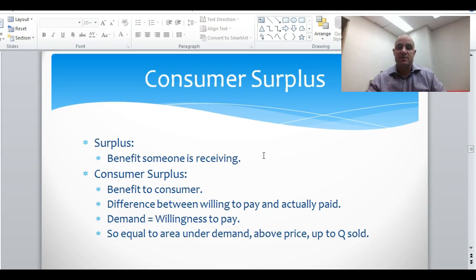The way that it's measured is as the difference between what they were willing to pay for something and what they actually paid for it. And as a reminder, going back to supply and demand, demand is really a measure of willingness to pay. So keeping that in mind, the consumer surplus is the area below demand, above the price, up to the quantity sold. Now, that up to the quantity sold is important, and we'll talk about that in a minute.